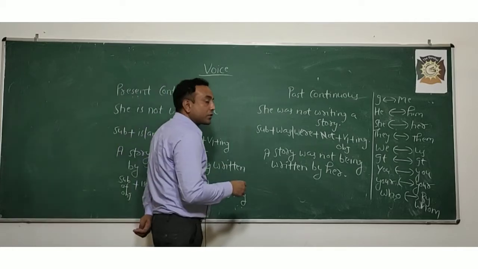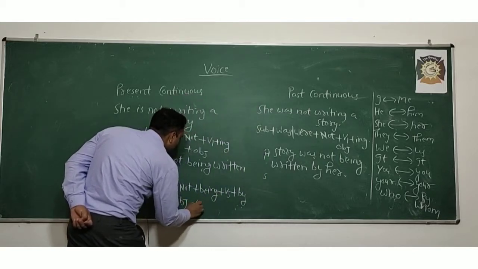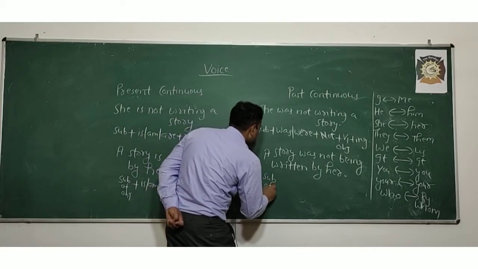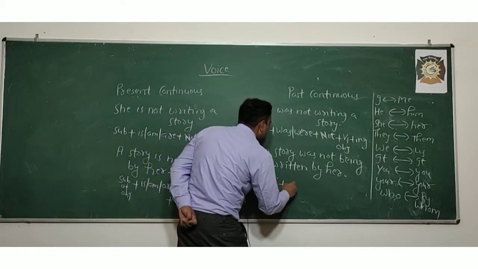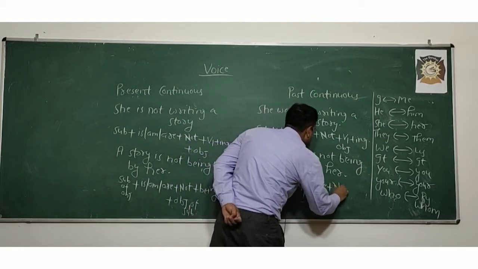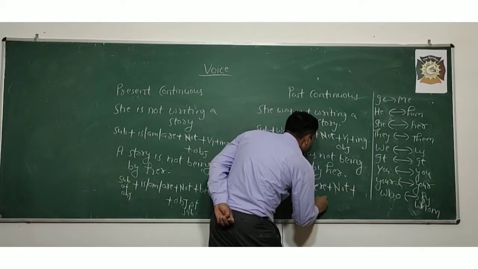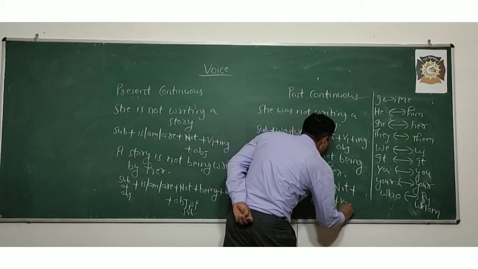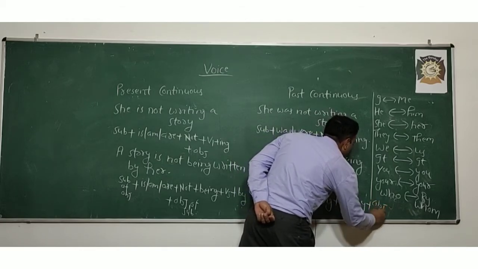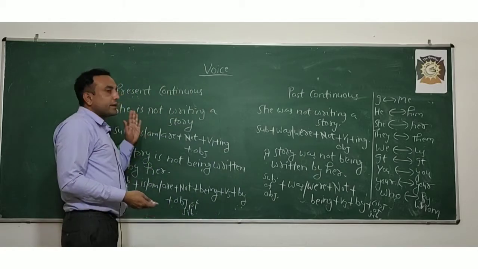Same is the case in past continuous tense. Object of a subject plus was, were plus not plus being plus V3 plus by plus object of a subject. This will be the formula for negative sentences.